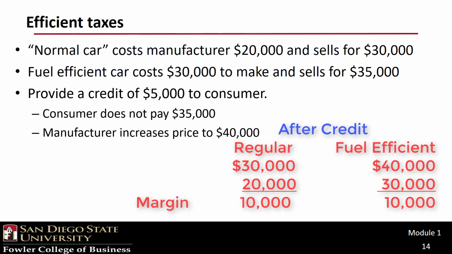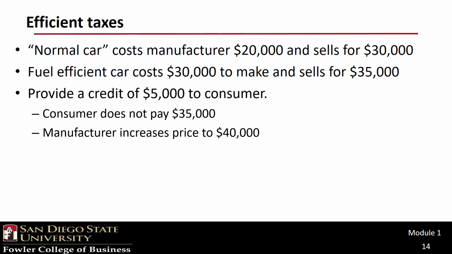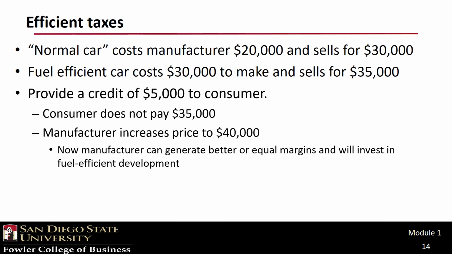Like employers setting wages, the auto manufacturers are not dumb and immediately raise the price of the fuel-efficient car by the amount of the credit. It now sells for $40,000, but still $35,000 to the consumer after the credit. That credit is passed on to the manufacturer through the increased sales price, thus increasing margins and providing incentive to manufacture fuel-efficient cars. Voila! This is exactly how that program was designed.